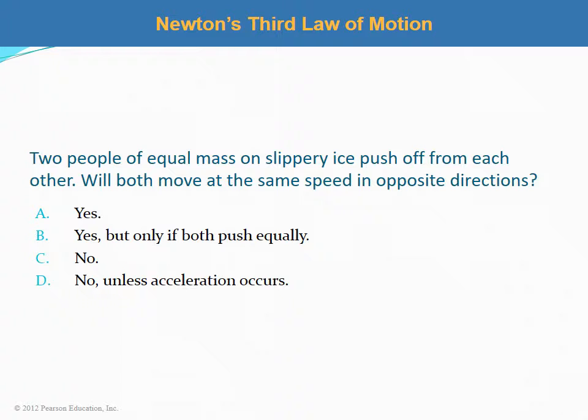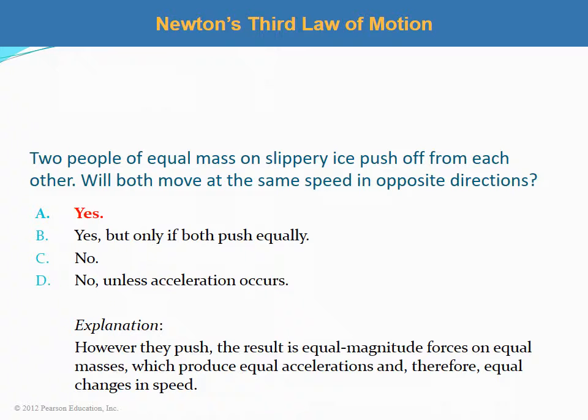Two people of equal mass on slippery ice push off from each other. Will both move at the same speed in opposite directions? A, yes. B, yes, but only if both push equally. C, no. Or D, no, unless acceleration occurs. Answer is A, yes. However they push, the result is equal magnitude forces on equal masses, which produces equal acceleration and therefore equal changes in speed.